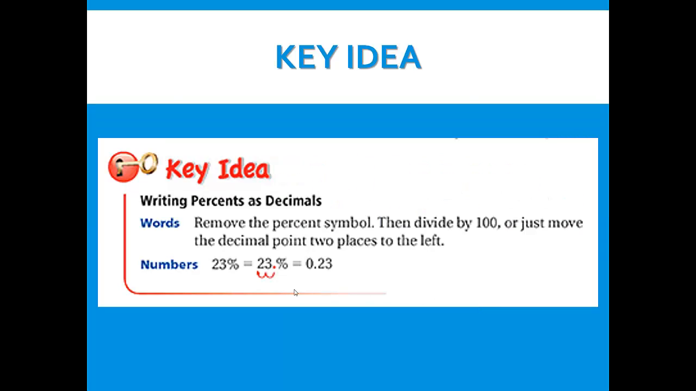First, we're going to look at our key idea for writing percents as decimals. First, you're going to remove the percent symbol, then divide by 100, or just move the decimal point 2 places to the left. So 23% would be equal to 0.23 or 23 hundredths once your decimal point has been moved 2 places to the left.